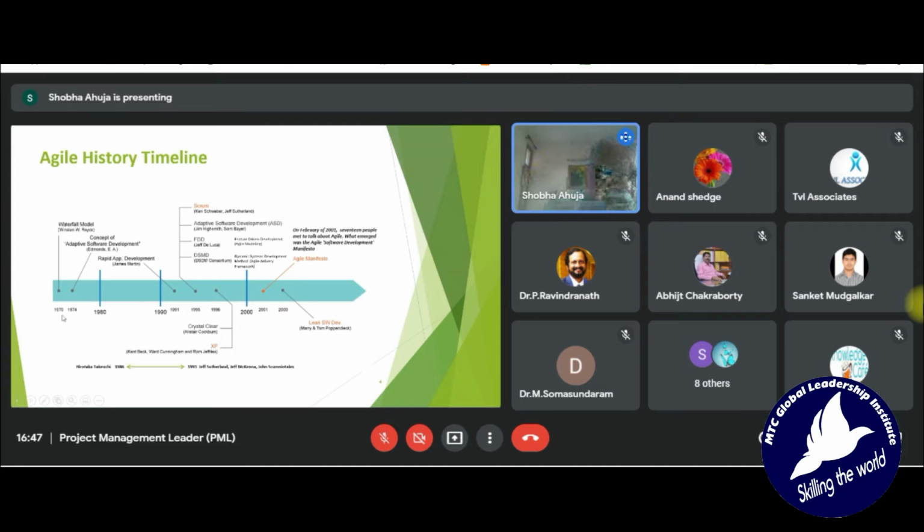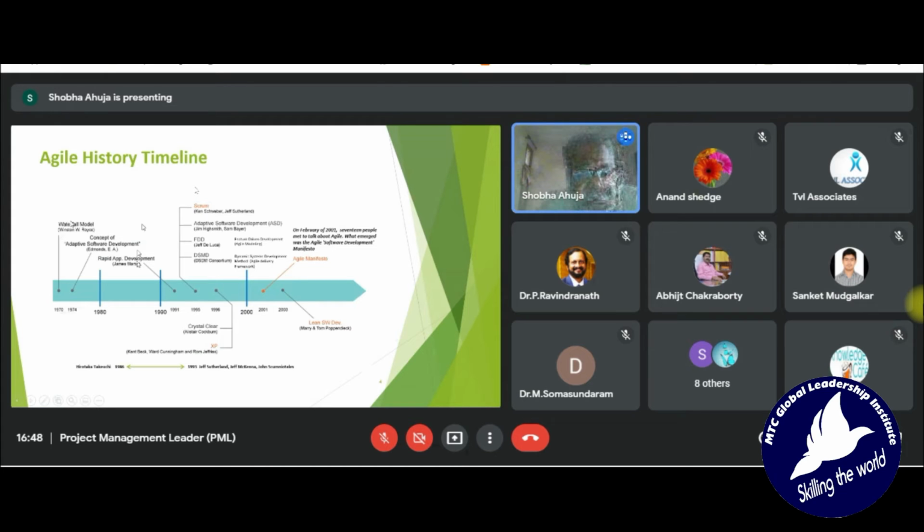1970, imagine, 1970. It was a wonderful period, the decade of the 70s, never forget. I am a product of the decade of the 70s. When I saw those things happening, and I used to read about them, adaptive software development took place, again during the 70s. Then rapid adaptive development. But only waterfall is the important one.